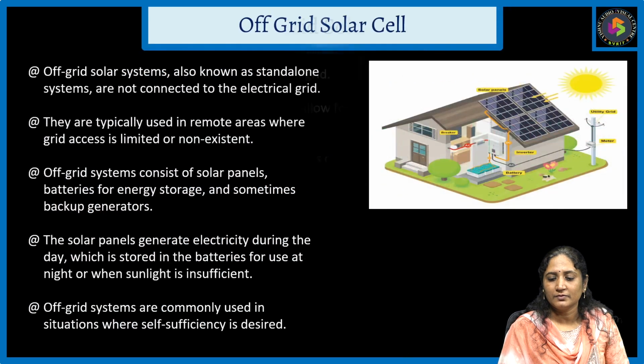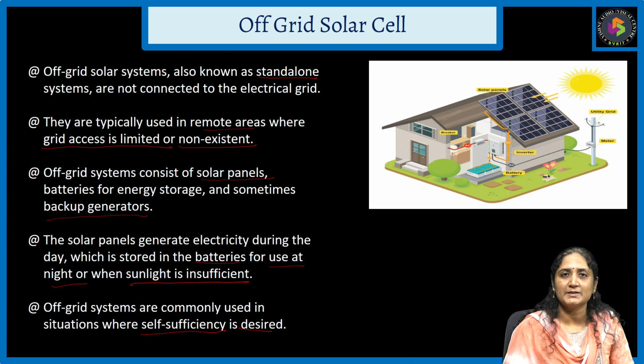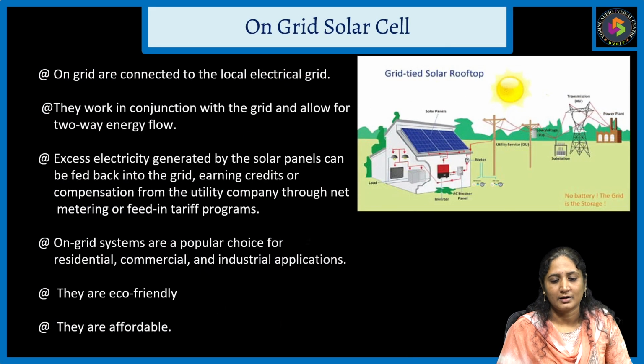If you observe the off-grid system, here the solar panels are arranged on the house, right? So with these we can store the energy in a battery. That's it. We can use energy through the battery and we can supply that energy. So battery cost is more and installation of panels is also high. So it is expensive. Off-grid is more expensive than on-grid.